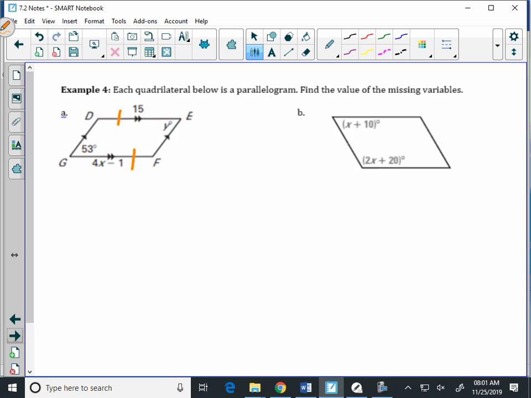So we can do 4x minus 1 equals 15. And again, when you're dealing with sides, you're dealing with segments. If all else fails, set them equal to each other. Most of the time, that's what you're supposed to do anyways. And then solve, move the 1 over. You get 16, divide by 4, and x is equal to.